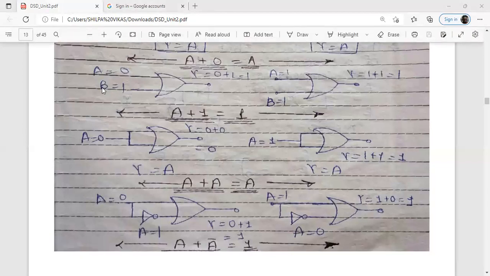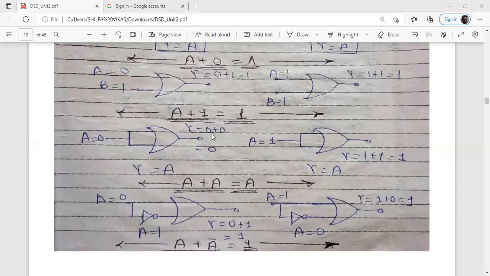So let's understand. In this case, b is equal to 1 both times, and we are changing the value of a. First time a is equal to 0, second time a is equal to 1. So y is equal to 0 plus 1, output is 1, and y is equal to 1 plus 1, output is 1. So we can prove the second law also, a plus 1 equals 1.